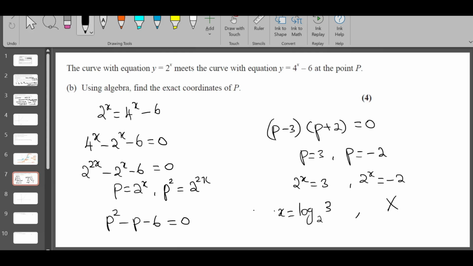So when you sub this back into any one of these to find the y coordinate. So from here we know 2 power x is 3, right? So if x is this, the y coordinate is going to be 3. So you can write the point P as log 3 to the base 2, 3.